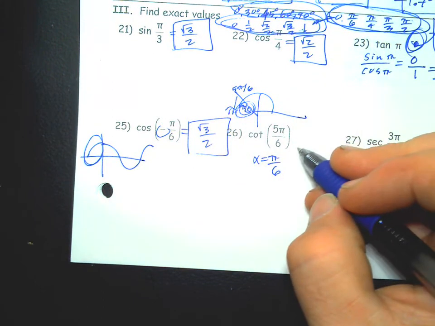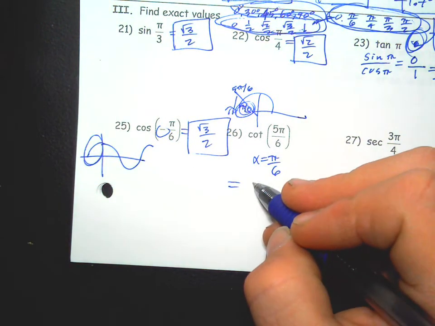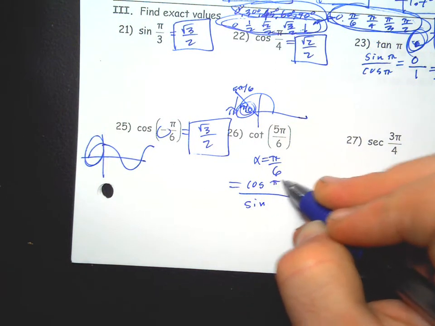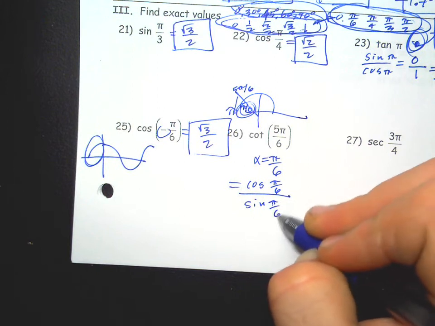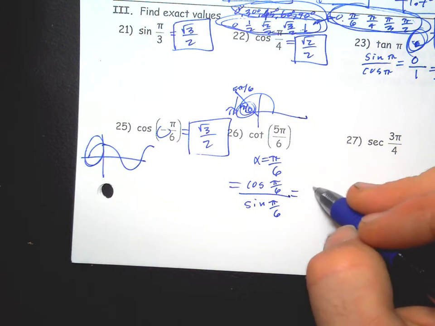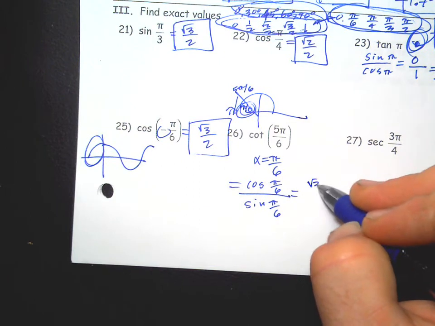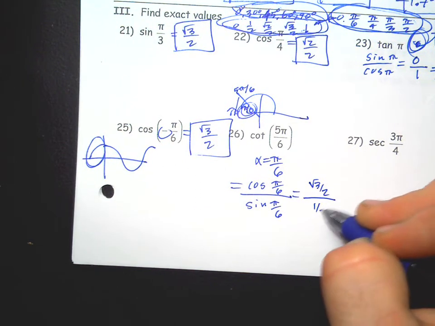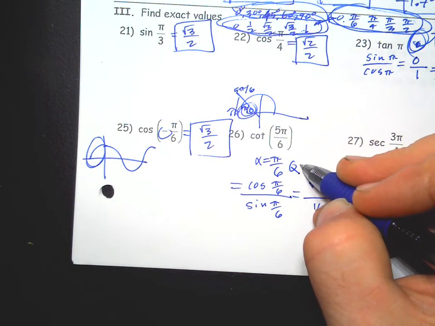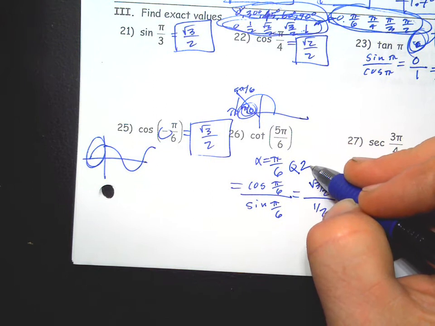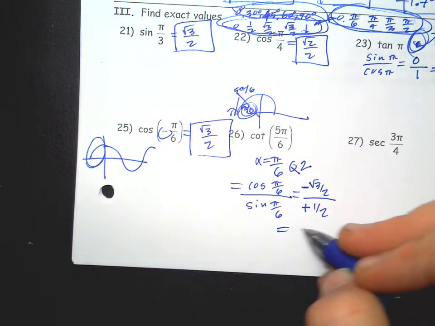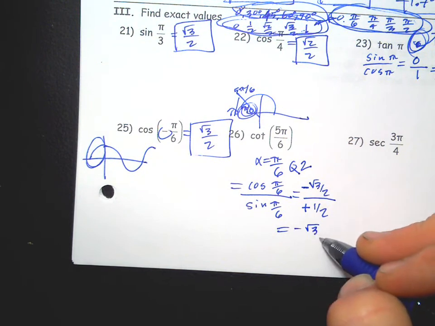So you'd say, well, cotangent, first of all, is tangent upside down. So it's going to be cosine over sine of essentially pi/6. Now, cosine of pi/6 is √3/2, and sine of pi/6 is 1/2. But we are in quadrant 2, so cosine is negative and sine is positive. So the final answer is going to be -√3. Just -√3.